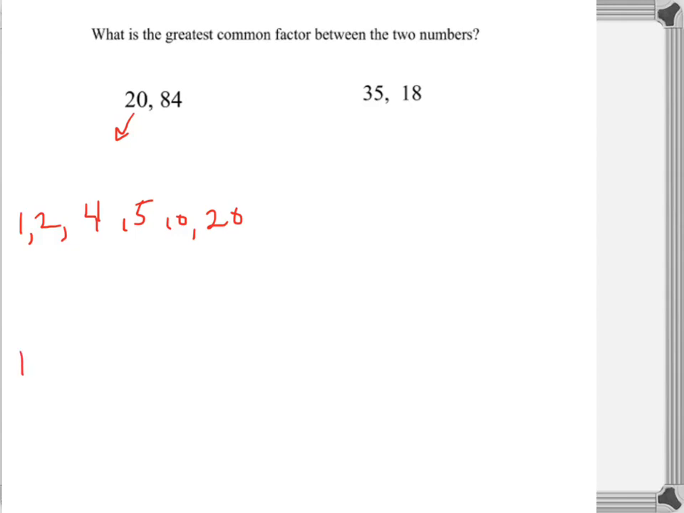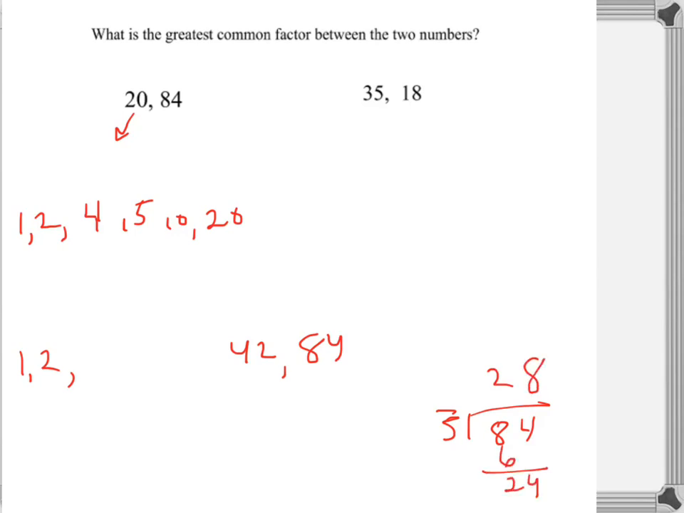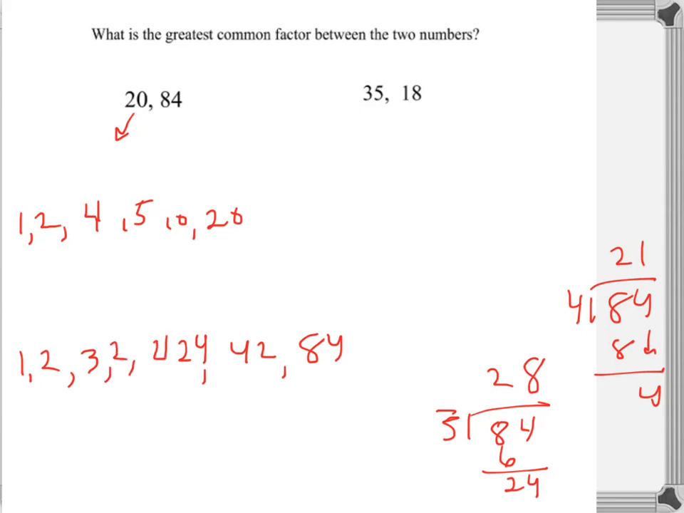And then for 84, I have 1 and 84. I have 2 and, let's see, 42. Just 3, so 8 plus 4 is 12, so 3 must go into it because 12 is a multiple of 3. So that's 6, so 24, and that goes into it 8 times. So 3 and 28. Does 4 go into it? Yes, it does. 2, that would get you 8, and bring down the 4, 1. So 4 and 21.